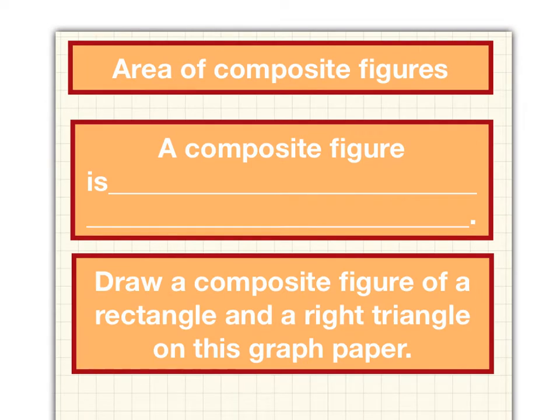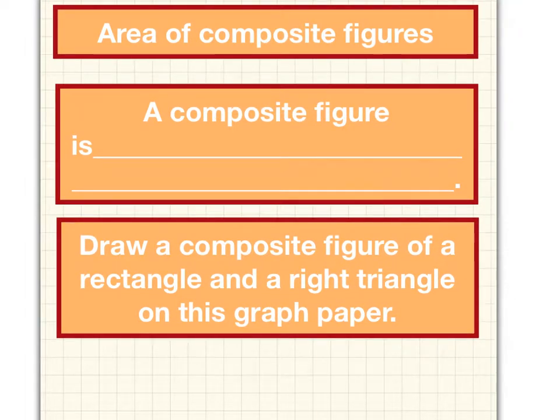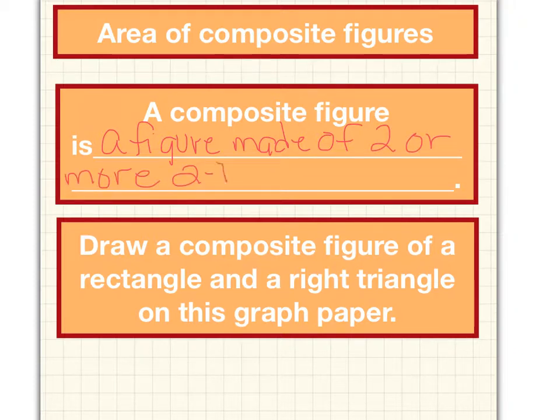Before we can find the area of a composite figure, we better figure out what a composite figure is, right? A composite figure, and remember, you should be writing down everything that I write down in your notes packet. A composite figure is a figure made of two or more two-dimensional figures. That's what it is. Composite means put together or a mixture. So a composite figure is a figure that's made up of two or more shapes.